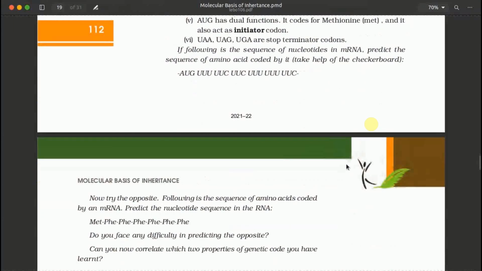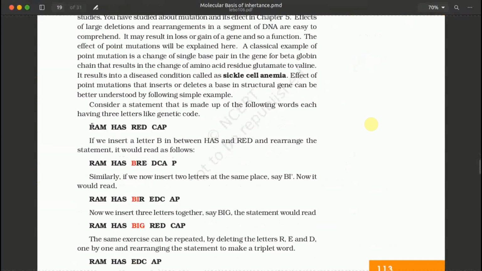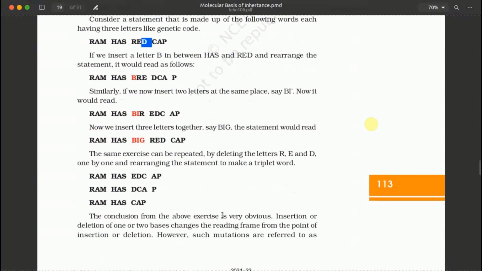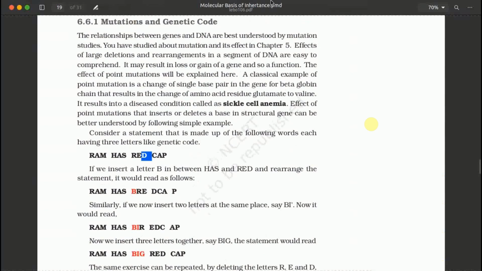NCERT has a very good example. I think मैंने पिछले दिन शेष को भी ये बोला था. Suppose this statement is there: Ram has red cap. ठीक है. Suppose by some mutation गलती से insertion आ गया. Now you see how the reading frame has been shifted. आप पढ़ ही नहीं सकते. कुछ गलत हो गया. If I had started from AM, I would have got ASR, ADC, AP. So the way I read is dependent upon how I start.